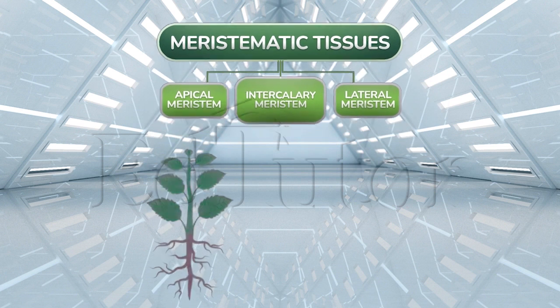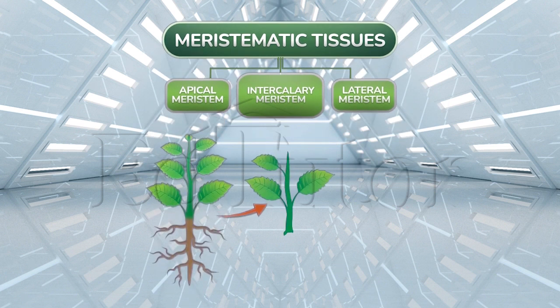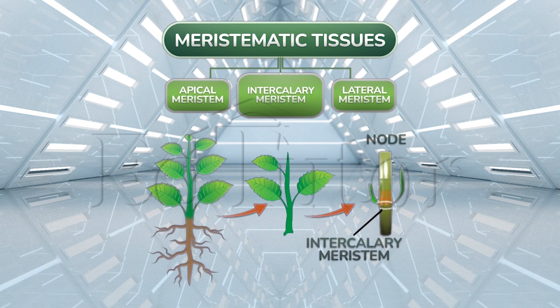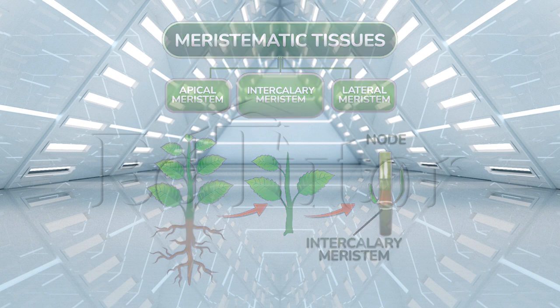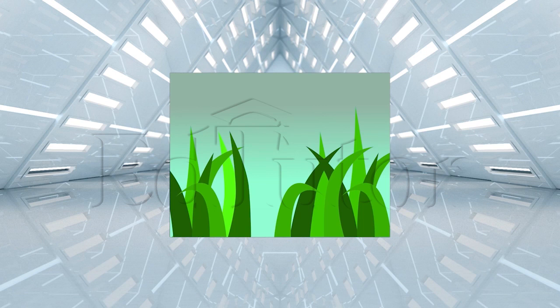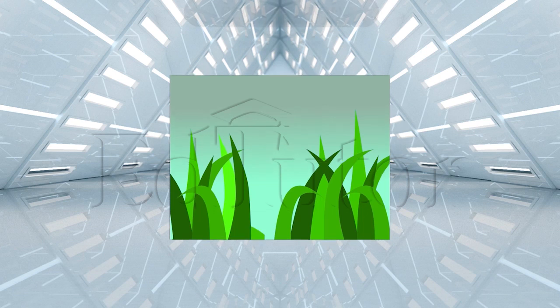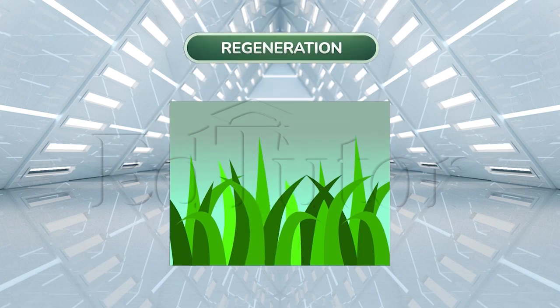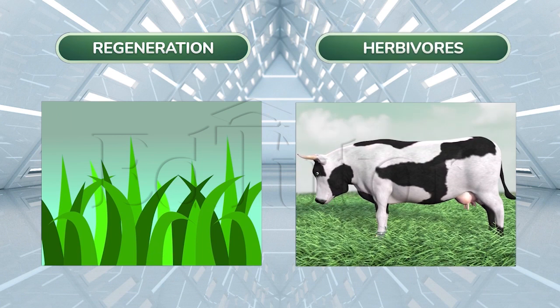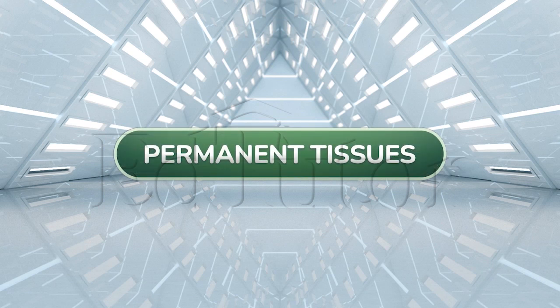As you can see right here, there is one more type of meristem that I want to talk about, the intercalary meristem, and this one's found in the form of small patches among the mature tissues. These are common in grasses, and they are responsible for the regeneration of parts that are removed, as in eaten by the herbivores. Now, these meristematic tissues keep on dividing and dividing until they form a permanent tissue.